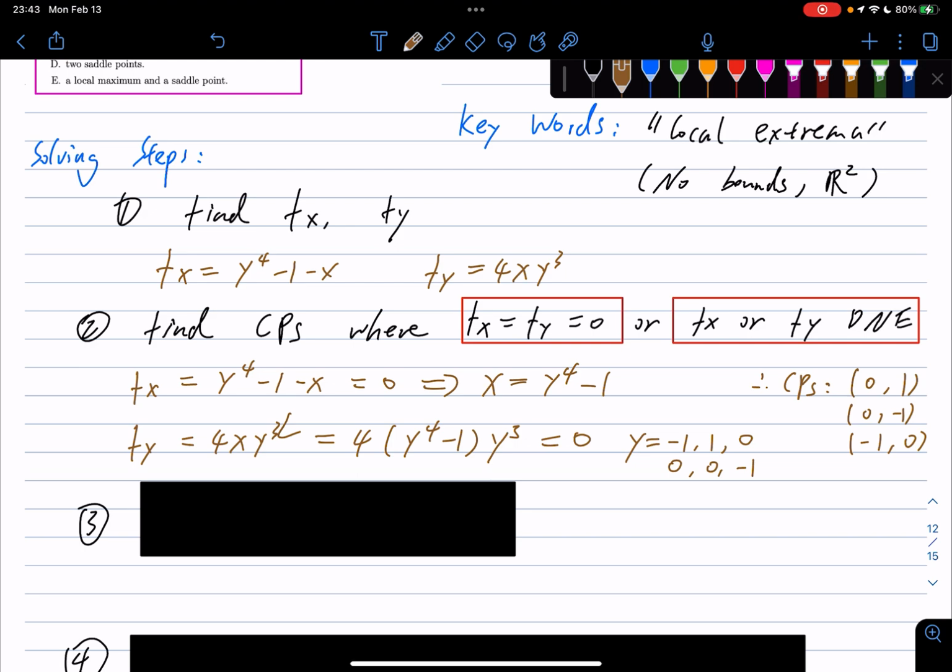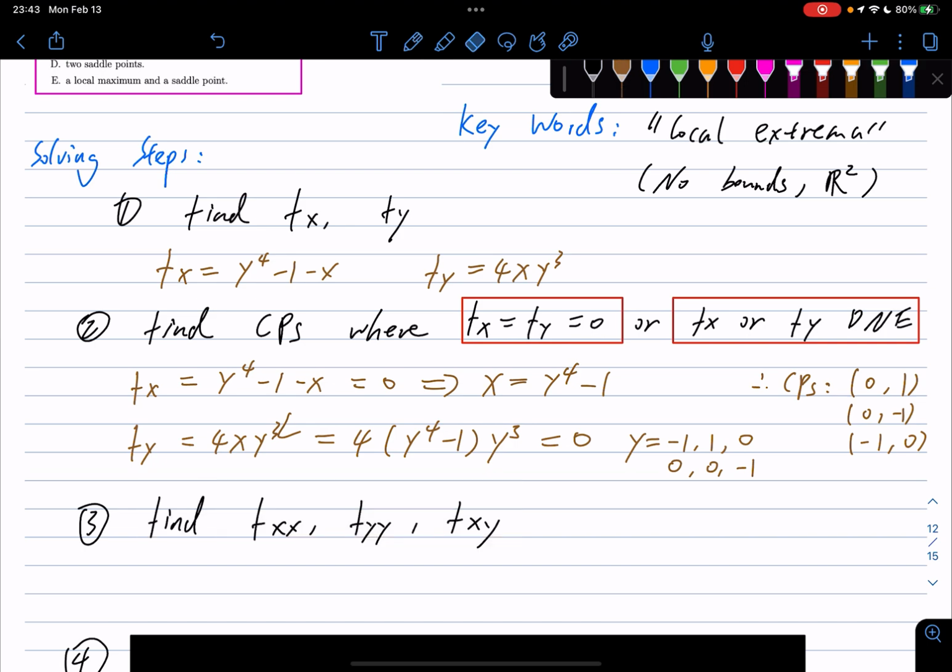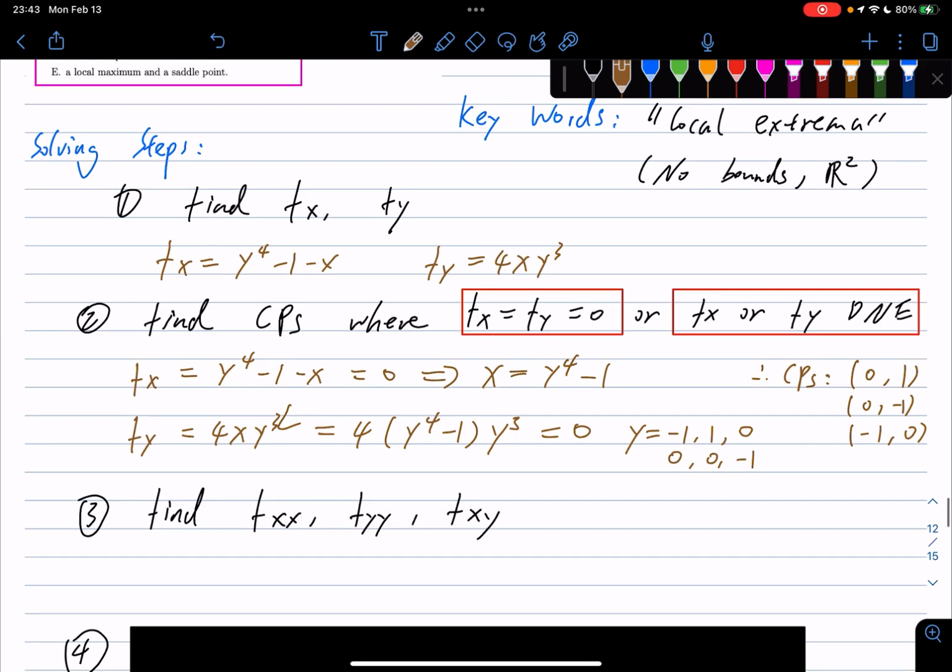And then second step is we're going to find the second-order partial derivatives: fxx, fyy, fxy. So fxx equals -1, fyy equals 12xy squared, right? We're just taking derivatives from here. And then fxy equals 4y cubed. Never mind, it's not that. It's just 4y cubed.